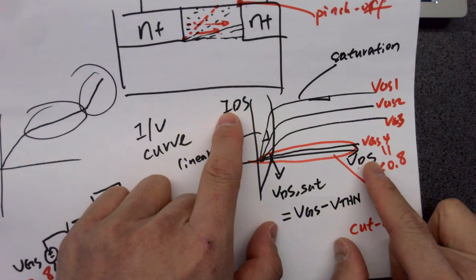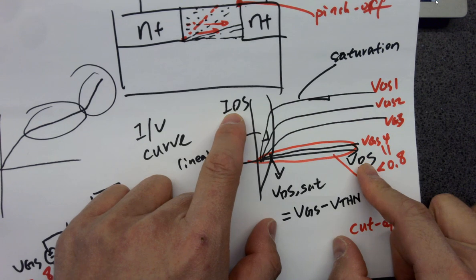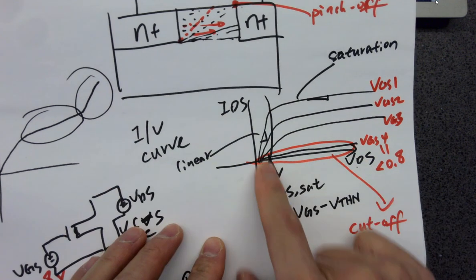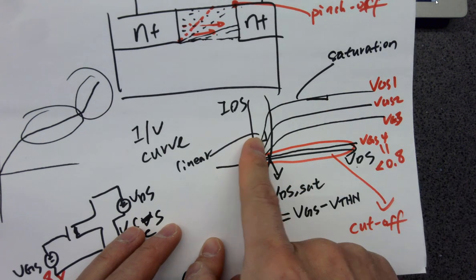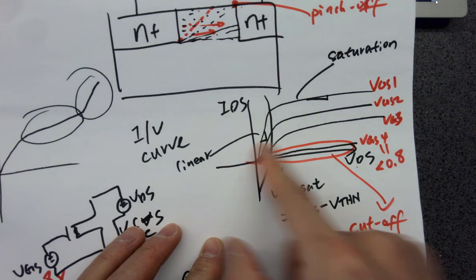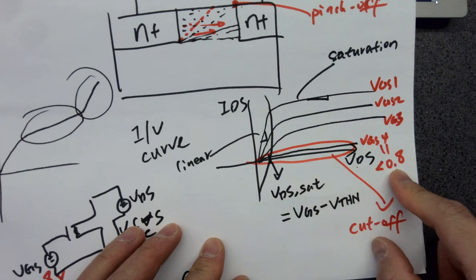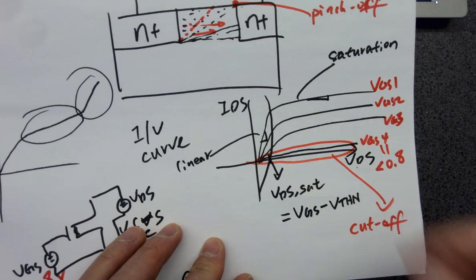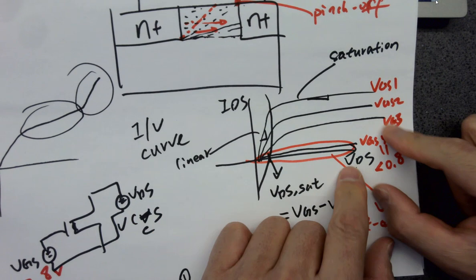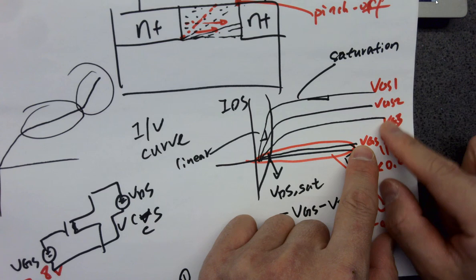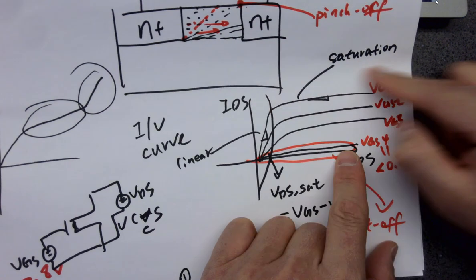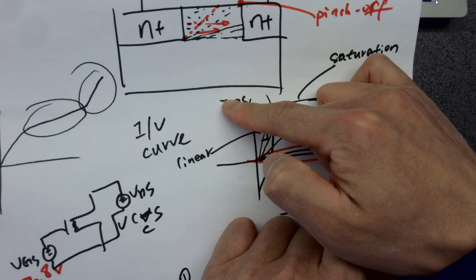IV curve, VDS versus IDS. There's a VDS set. You've got saturation, which has a high internal resistance. You have a linear region, which has a low internal resistance. You have a cutoff region whenever VGS is lower than 0.8 volts. Whenever it's in saturation, you can have different VGS. Lower VGS will give you a lower IDS, and higher VGS gives a higher IDS.